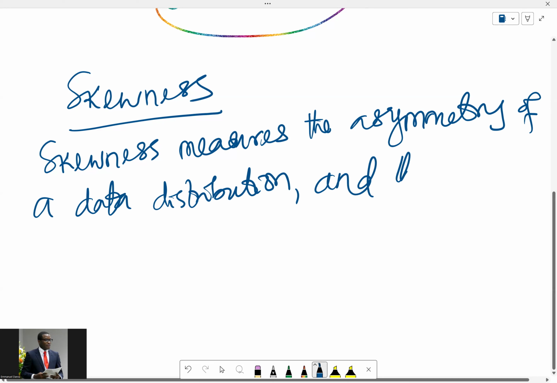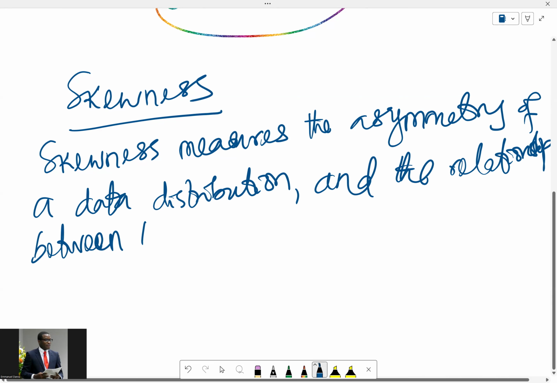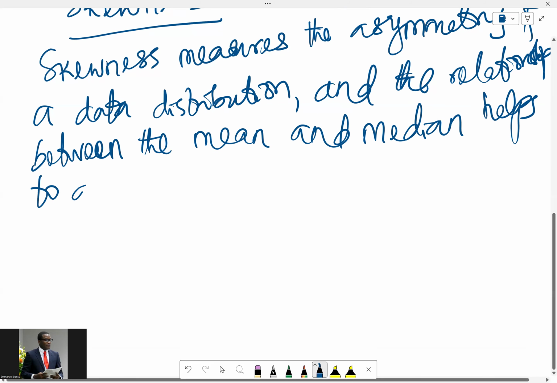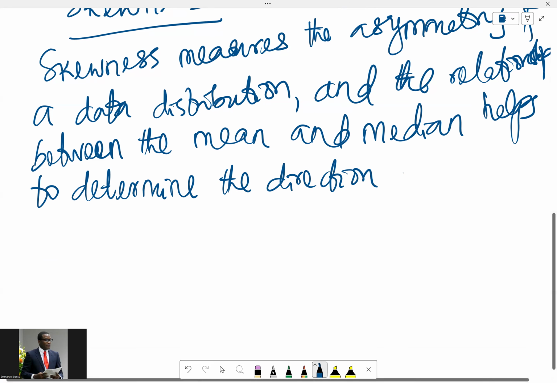It measures the asymmetry of a data distribution and the relationship between the mean and median. The relationship between the mean and the median helps to determine the direction of the skew.